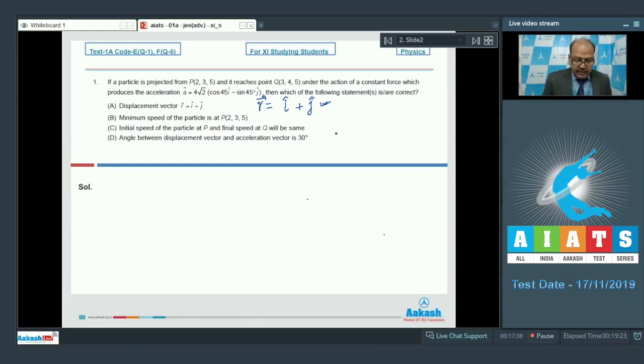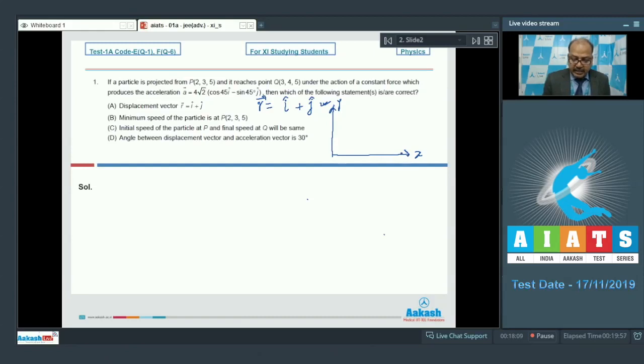Let's now evaluate option B, which says minimum speed of the particle is at P, which is (2, 3, 5). To evaluate this statement, we draw the XY axis. Of course, the motion is happening in a plane parallel to the XY plane, where Z is constant at 5.